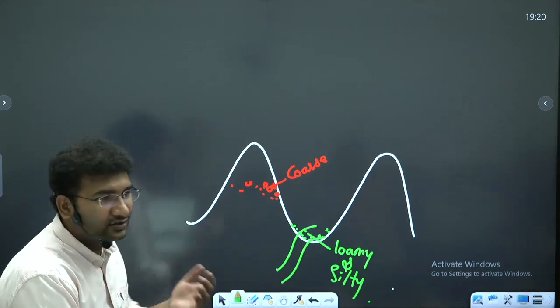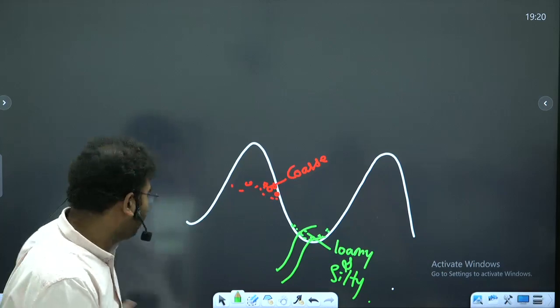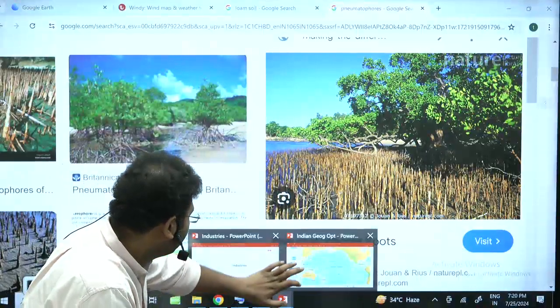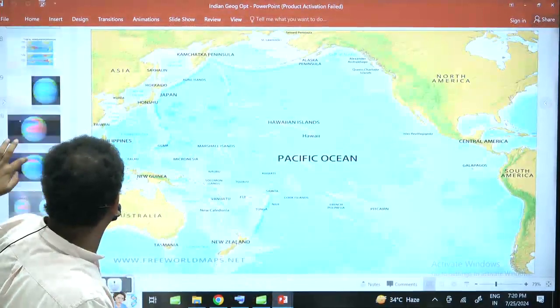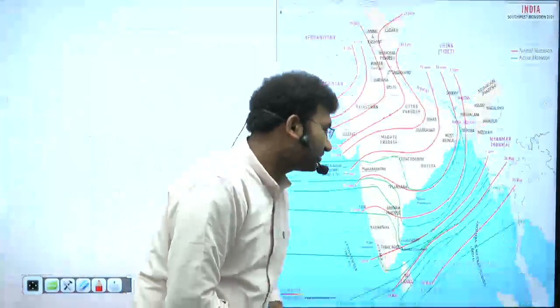Now this is what is soils. Any other soil that is left? I think we are done. And one thing, regarding monsoon, I wanted to tell you this. How does monsoon come to India?